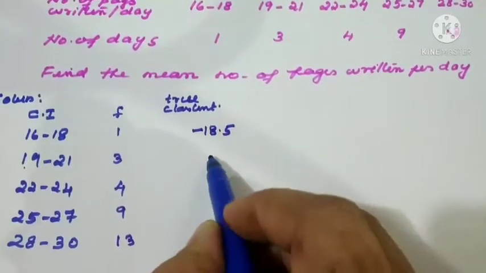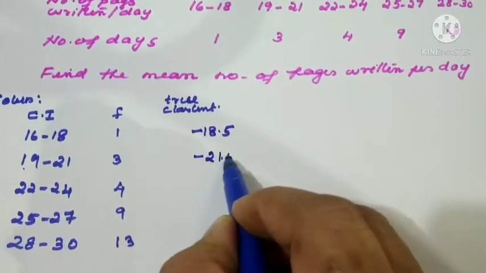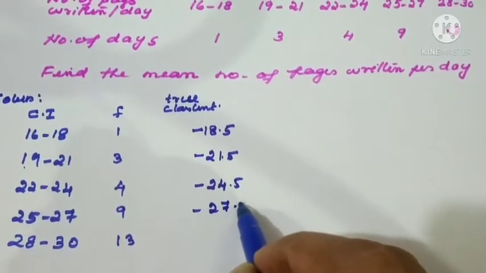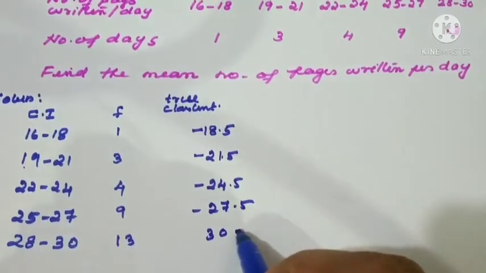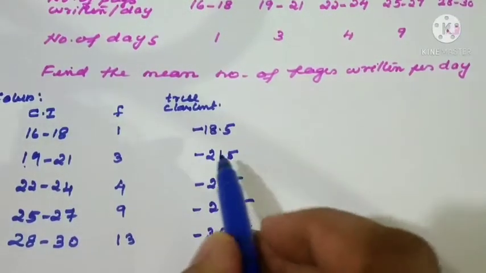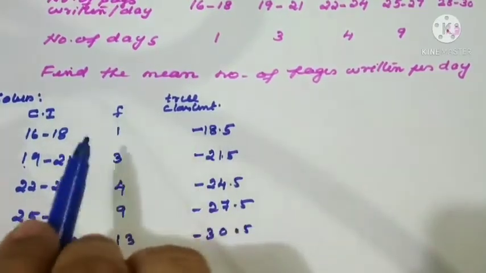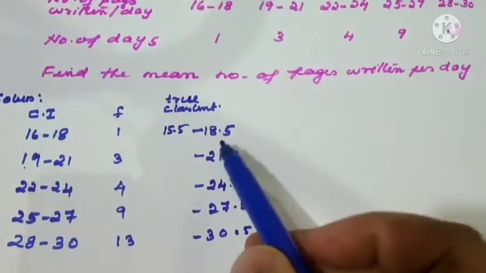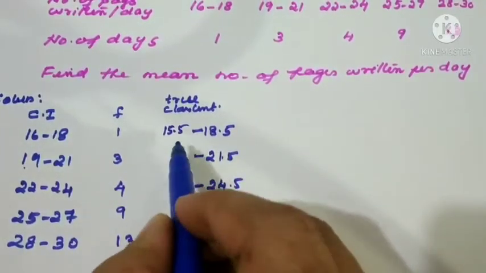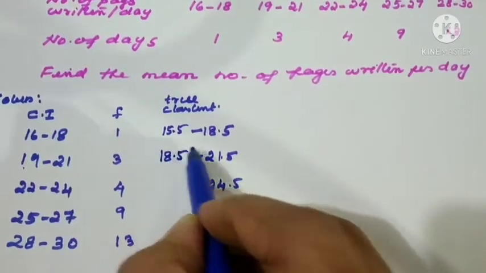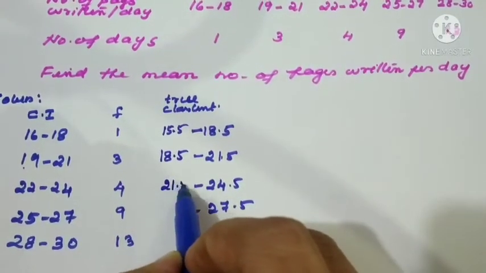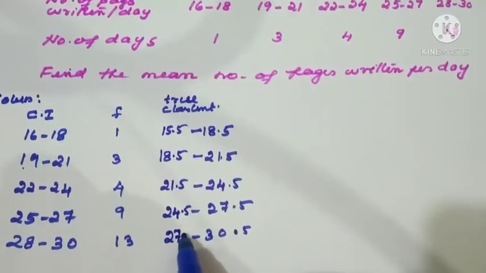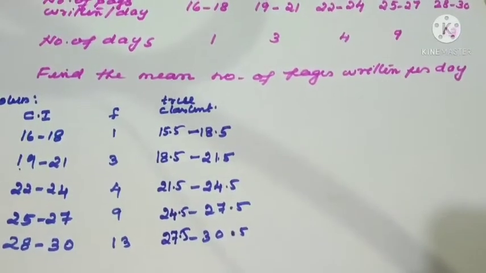So 18.5, here 21.5, 24.5, 27.5, then 30.5. Now we should complete the lower limit. The first one is 16. From that we should subtract 0.5, so 15.5. Only here we will have a problem. Otherwise the upper limit will become the next lower limit, so we can write easily. Next here 21.5, then here 24.5, then 27.5. This is the easiest way to write the class limits.